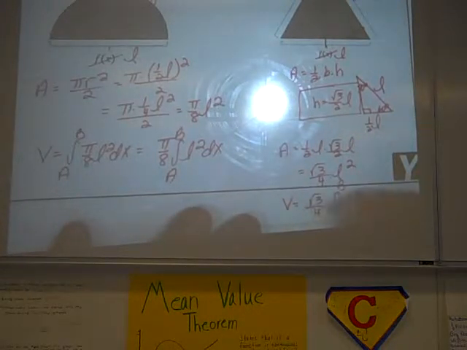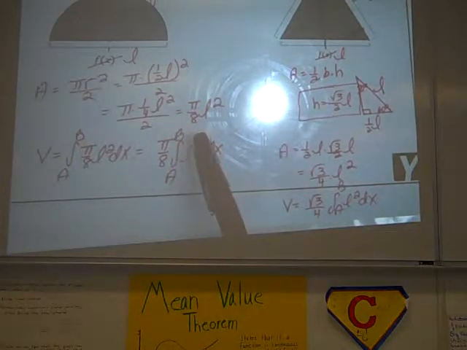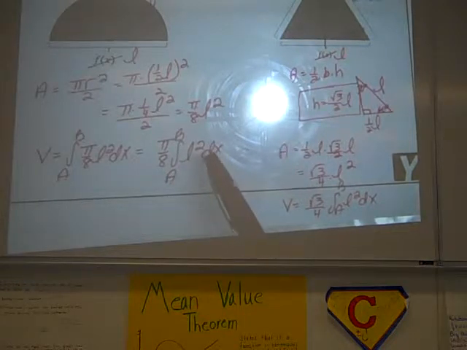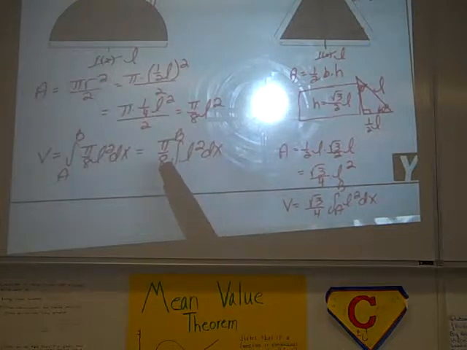Integrate from a to b, L squared dx. With all 5 of these objects, the integrand is always the same. It's the length of your slice squared, integrated with respect to x or with respect to y, depending on how it's done. Your limits are from a to b, so wherever you start your region to wherever you end, with some multiplicative factor in front.